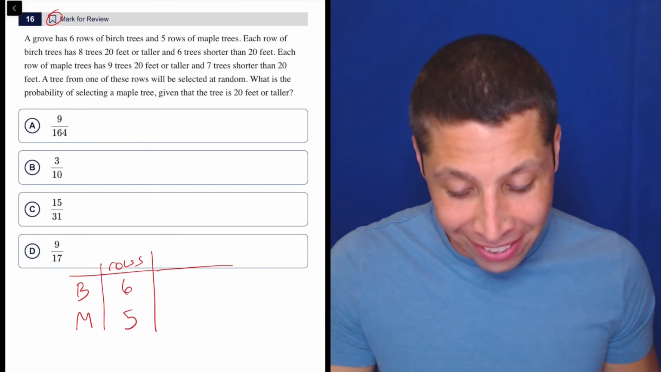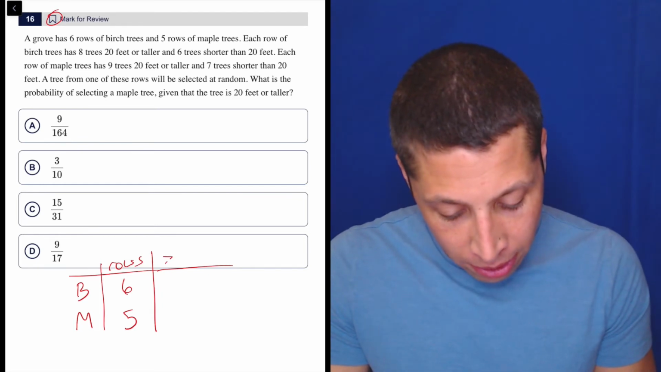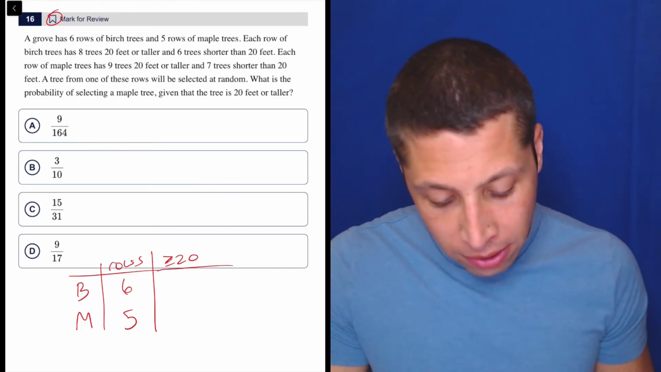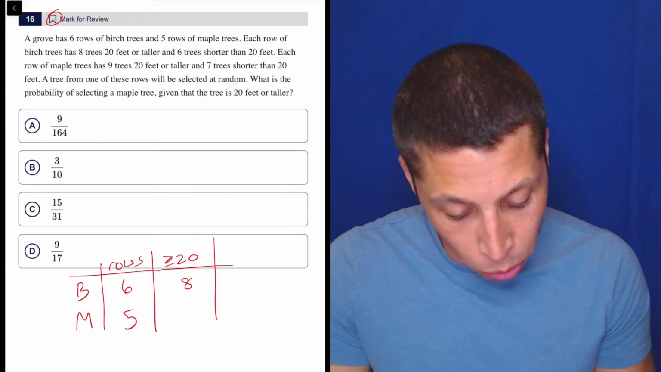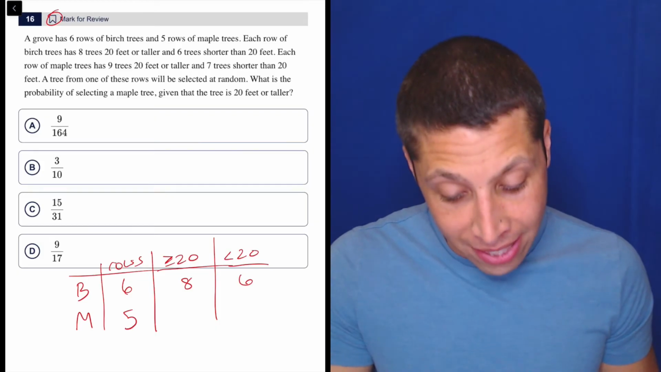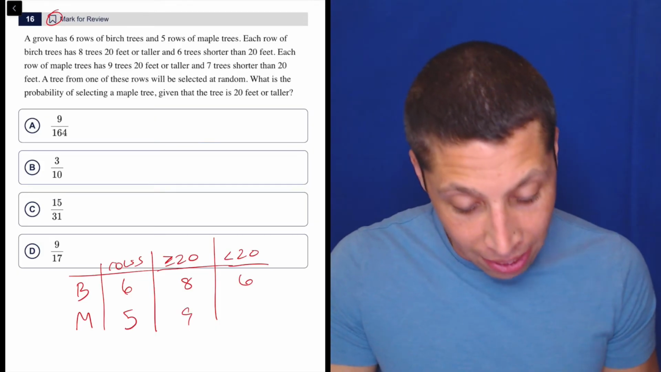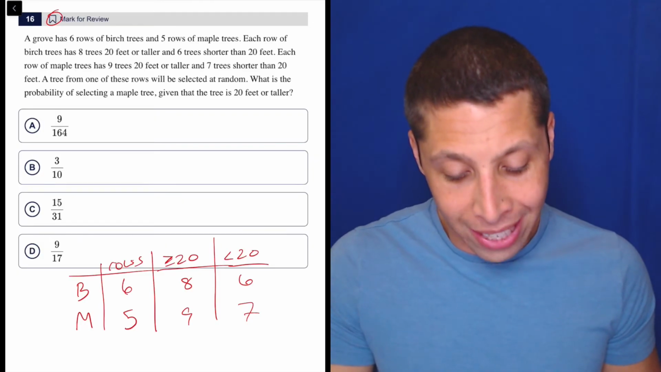Each row of birch trees has 8 trees 20 feet or taller, so greater than or equal to 20 feet. So for birch, that's going to be 8. And 6 trees shorter, so less than 20. So that's 6. Each row of maple trees has 9 trees 20 feet or taller and 7 trees shorter than 20 feet. A tree from one of these rows will be selected at random.